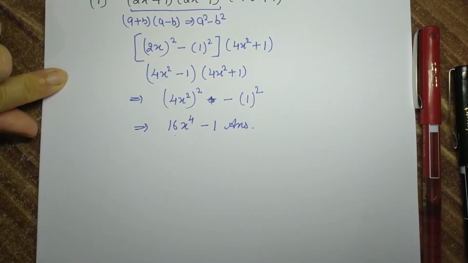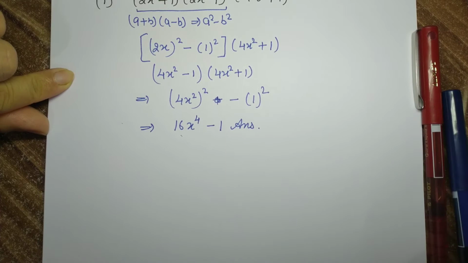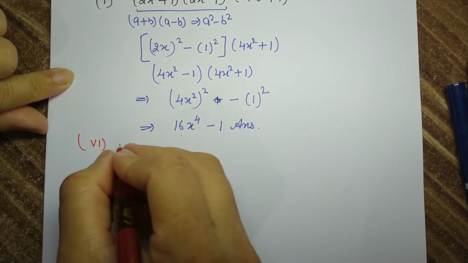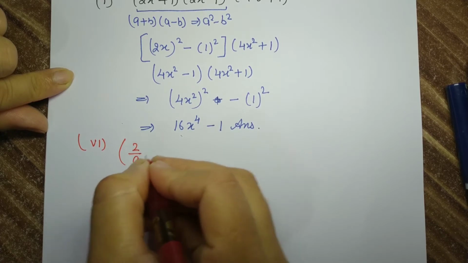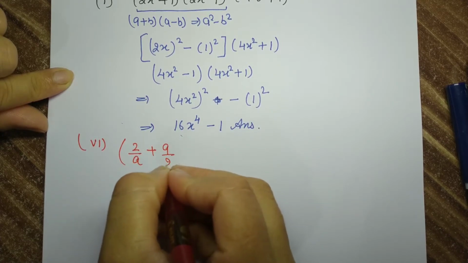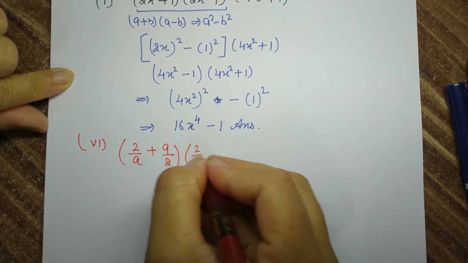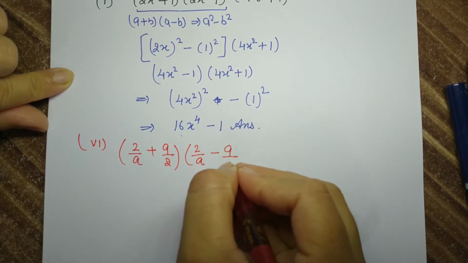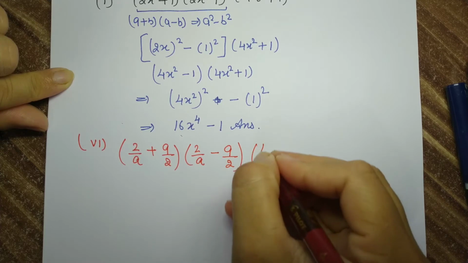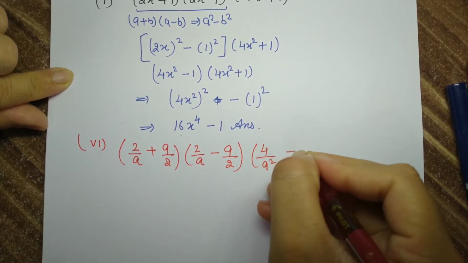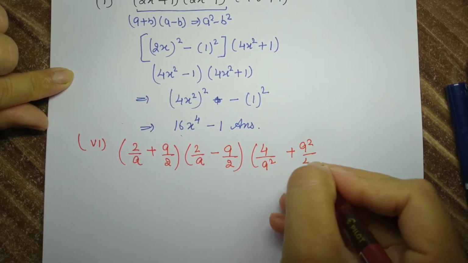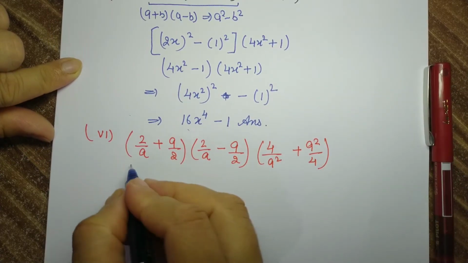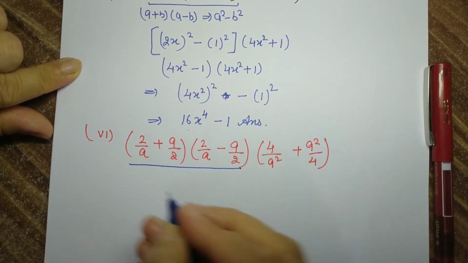Let's take one more part from this question. Now students, I am taking its sixth part. In the sixth part they have given (2a + a/2)(2a - a/2)(4a² + a²/4). How to solve this one? Let's see. Same identity, (a + b)(a - b).